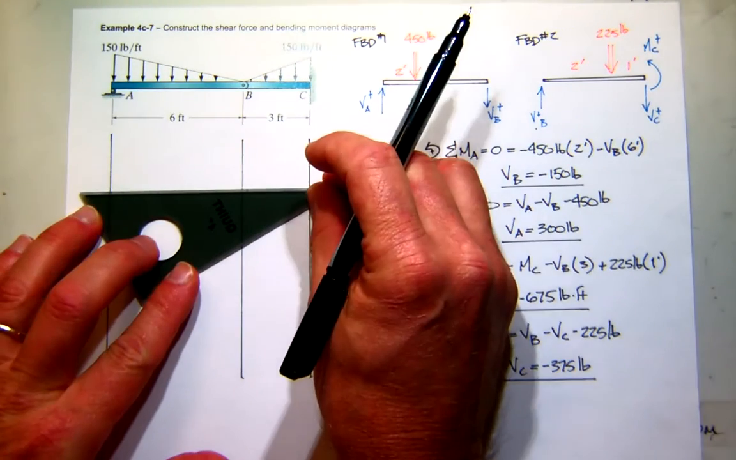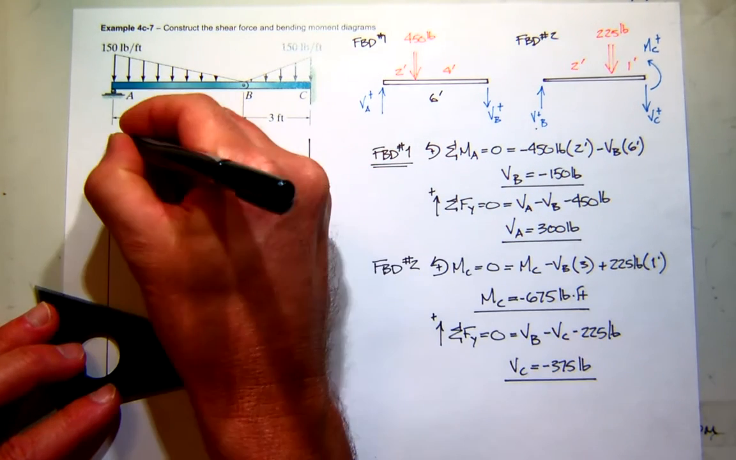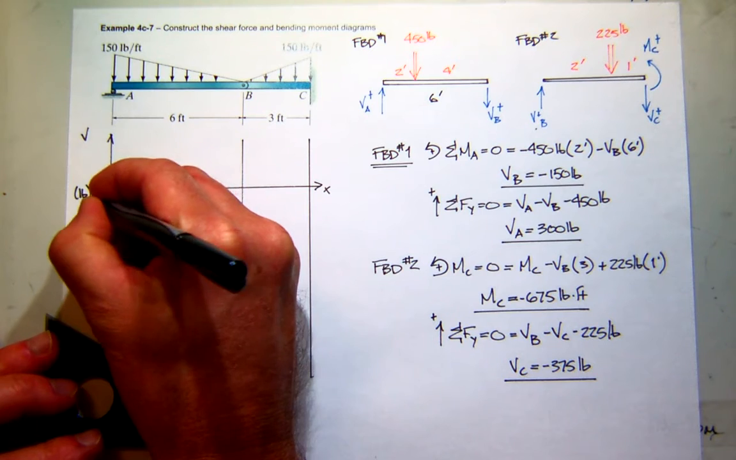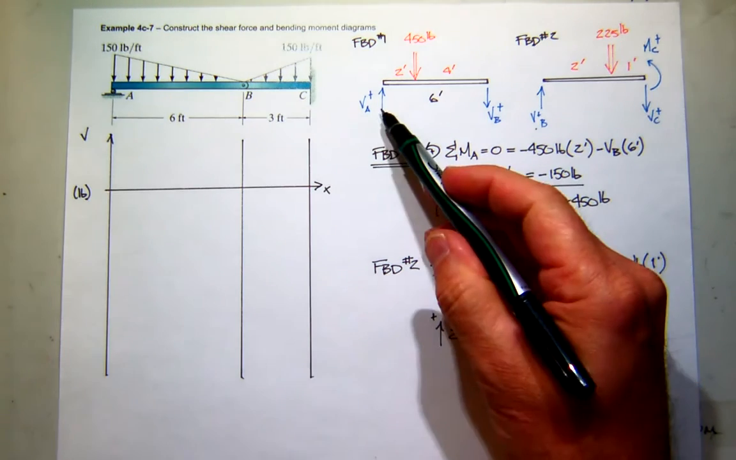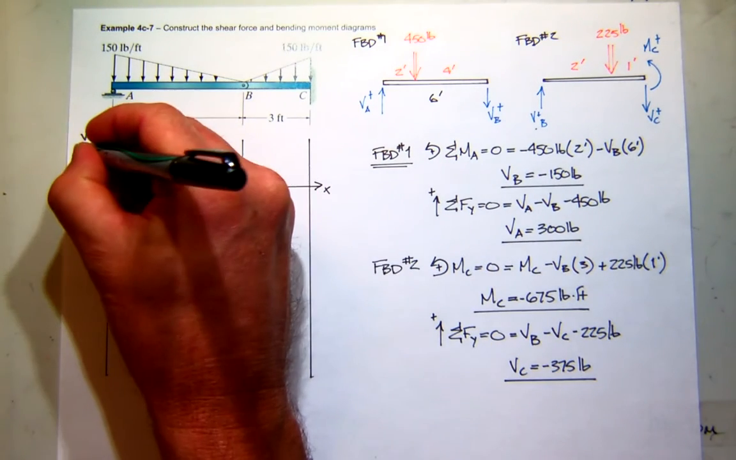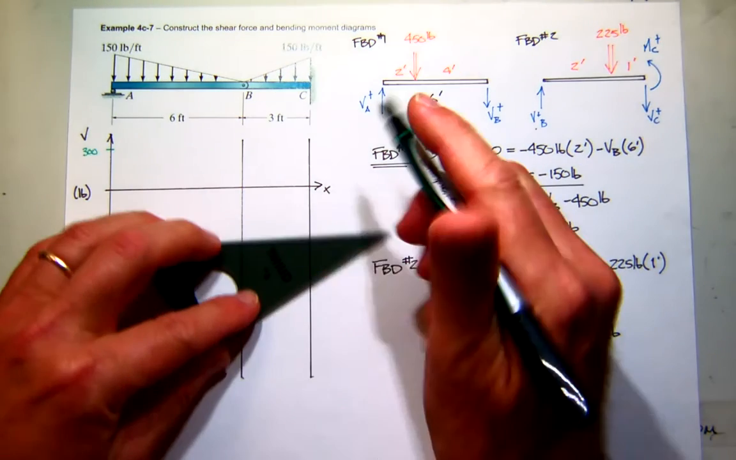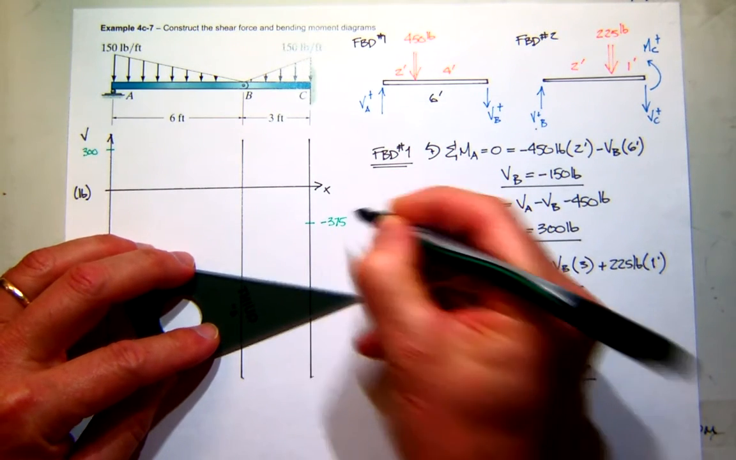So let's come over here and establish a positive axis for X and Y, and all of our values will be in pounds. So let's start. What is the shear at A? Shear at A is 300. What should be the shear at C? Shear at C is negative 375. Let's hope we get that along the way.